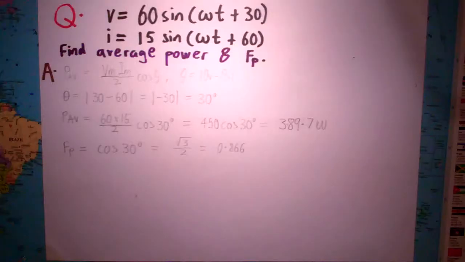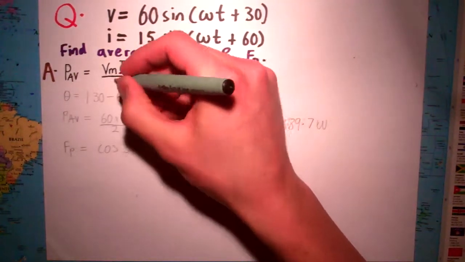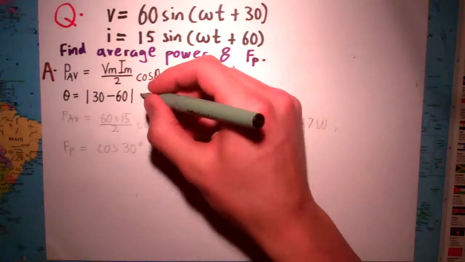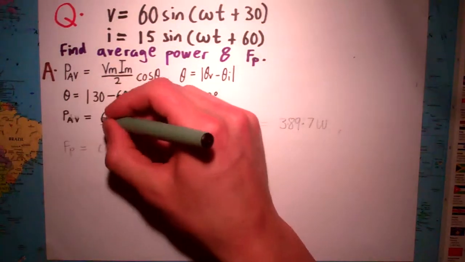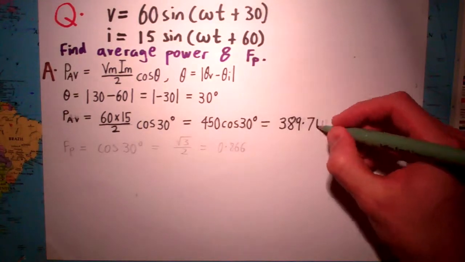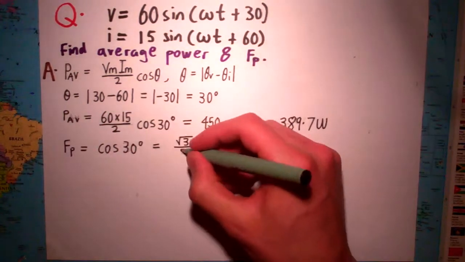Now for a simple question involving the power factor. To find the power factor, we simply take the cosine of the phase angle between the voltage and current. This is found using the absolute value of theta V minus theta I. To find the average power, it's just the product of the amplitude of voltage and current divided by 2 times the power factor. This gives our final answers.